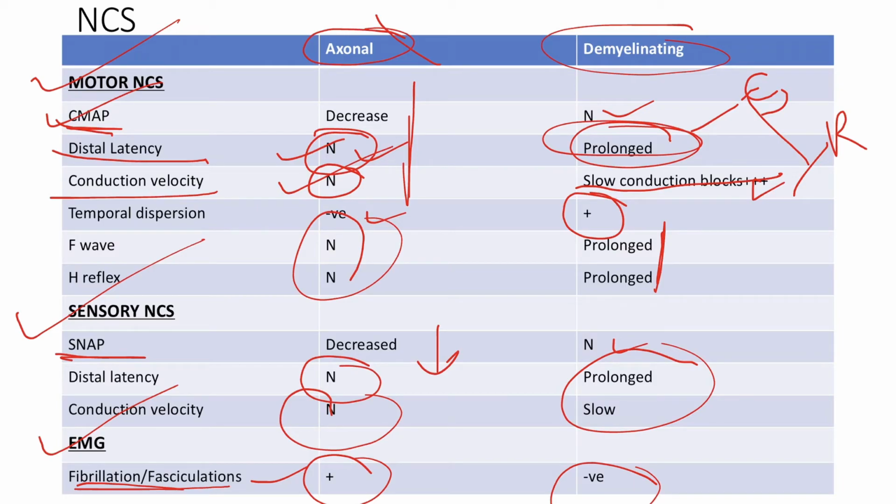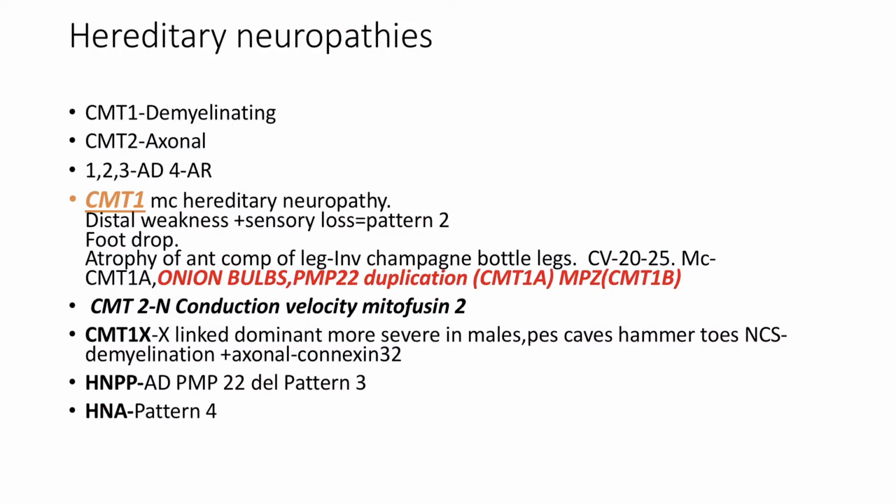This is just a very basic overview of nerve conduction studies. There are a lot of intricacies in these studies, but this is a general overview. Now, let's discuss the specific types of neuropathies. Among hereditary neuropathies, one of the first is Charcot-Marie-Tooth disease, the most common, and it is demyelinating.